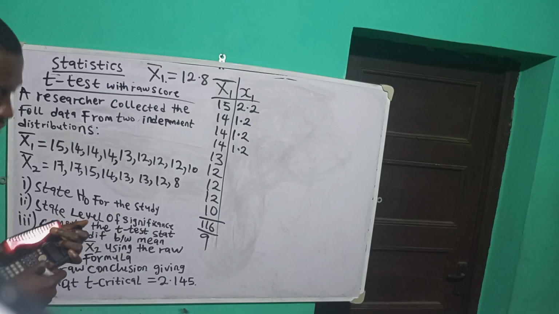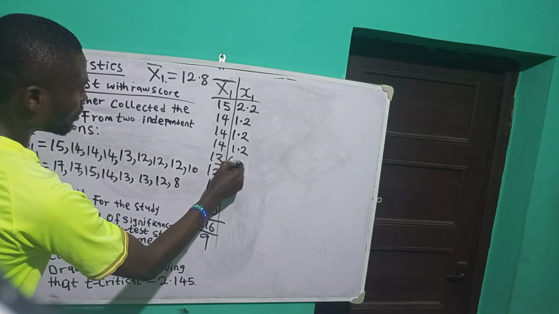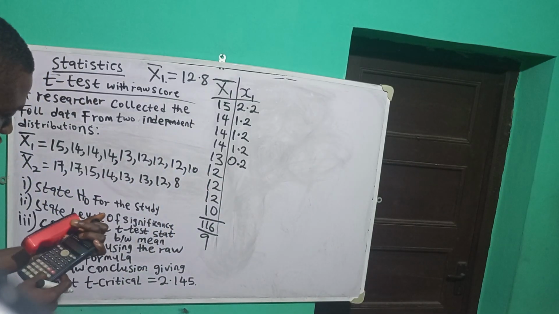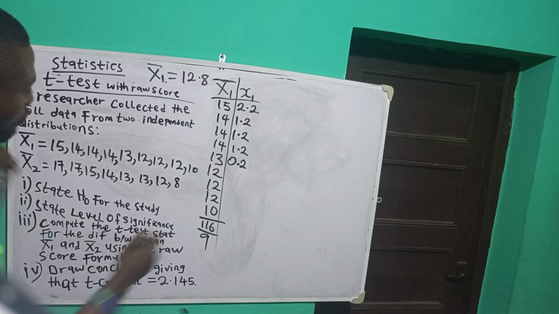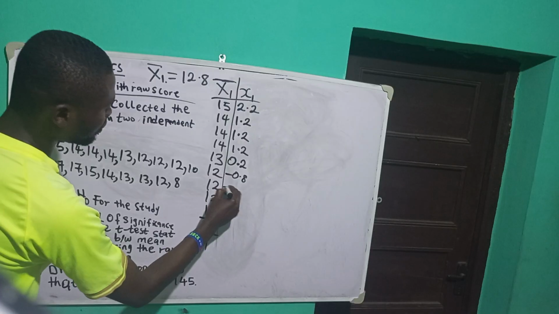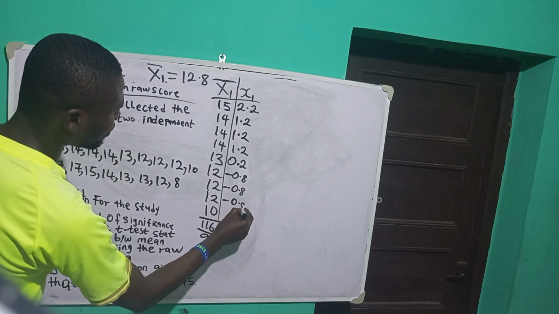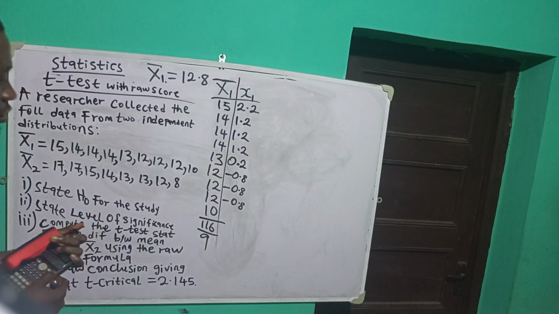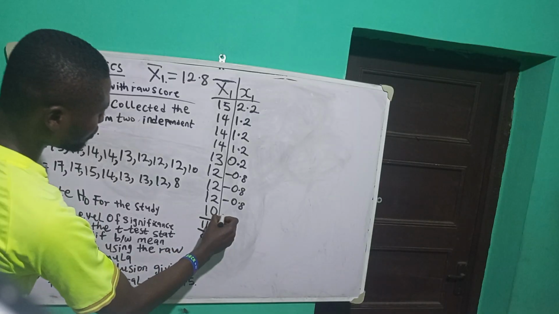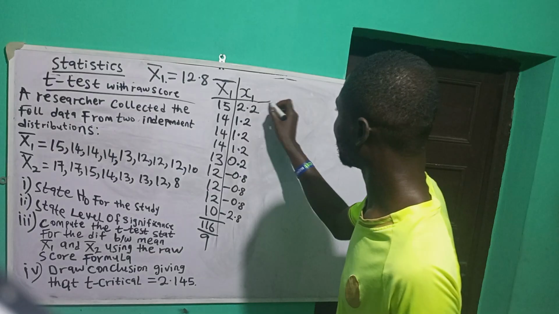13 minus 12.8 will give you 0.2. Then 12 minus 12.8 will give you minus 0.8. 12 minus 12.8 is minus 0.8, and again 12 minus 12.8 is minus 0.8. 10 minus 12.8 will give you minus 2.8.